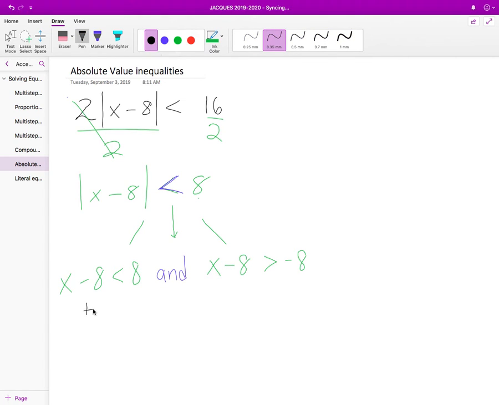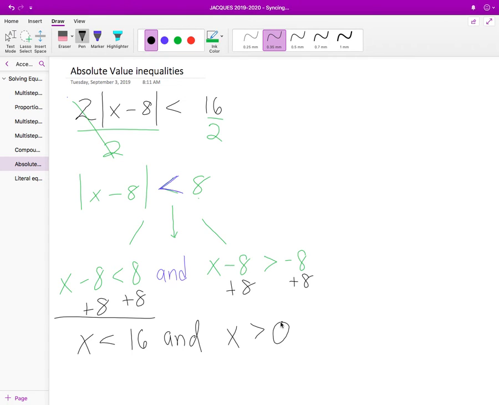And then we finish solving. This one's kind of nice. We're going to add 8. Get x is less than 16, and we're going to add 8 again. x is greater than 0. So less than 16 and greater than 0.